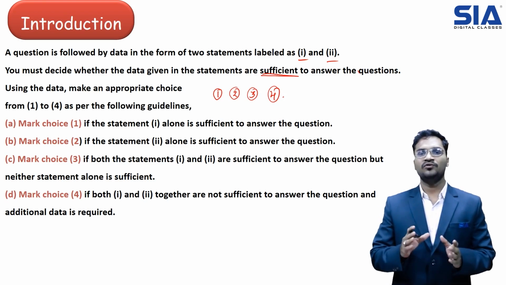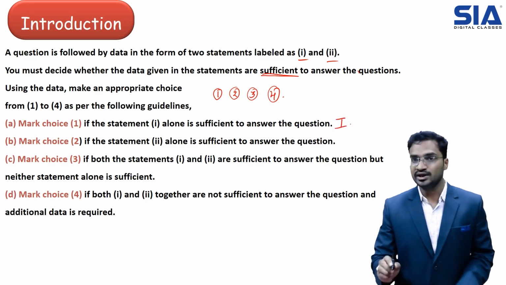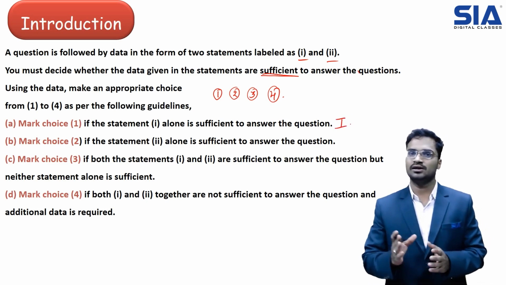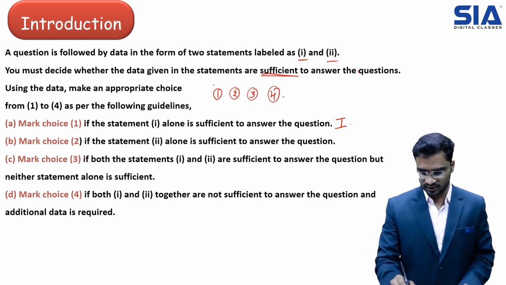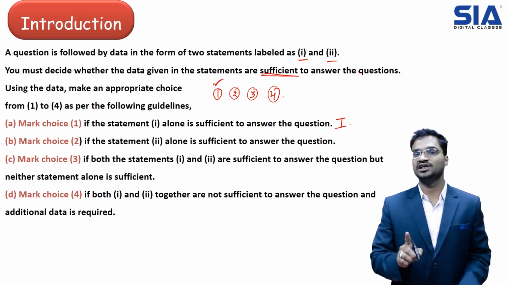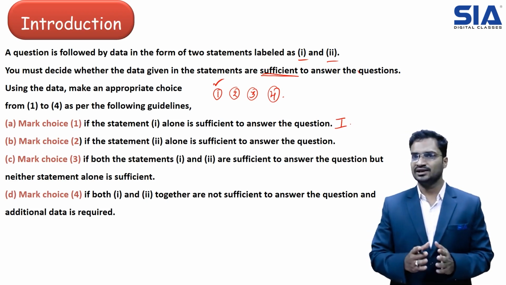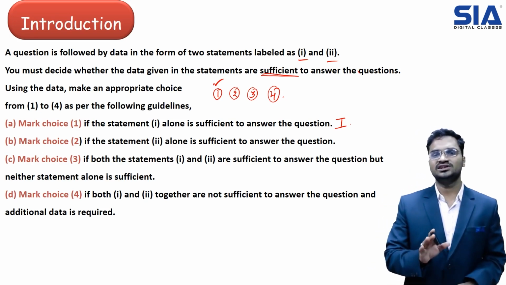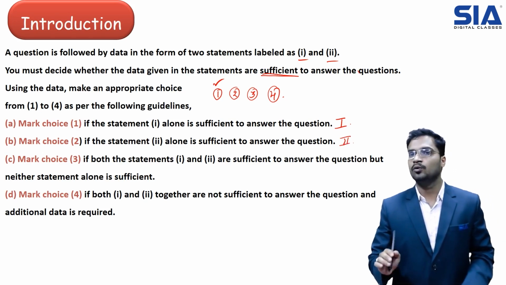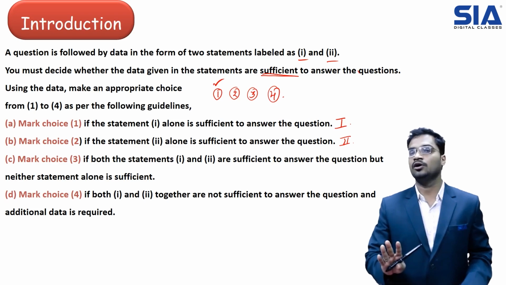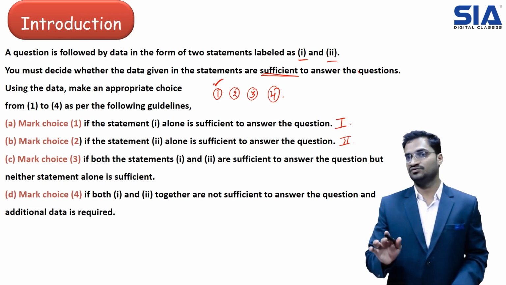First of all, we have to select option 1 when statement 1 alone is sufficient to answer our question. So mark choice 1 if statement 1 alone is sufficient to answer the question. Now we have to select option 2 when only statement 2 is sufficient to answer the question. The second option should be selected when only the second statement is sufficient, and we are not using any other statements. So mark choice 2 if statement 2 alone is sufficient to answer.